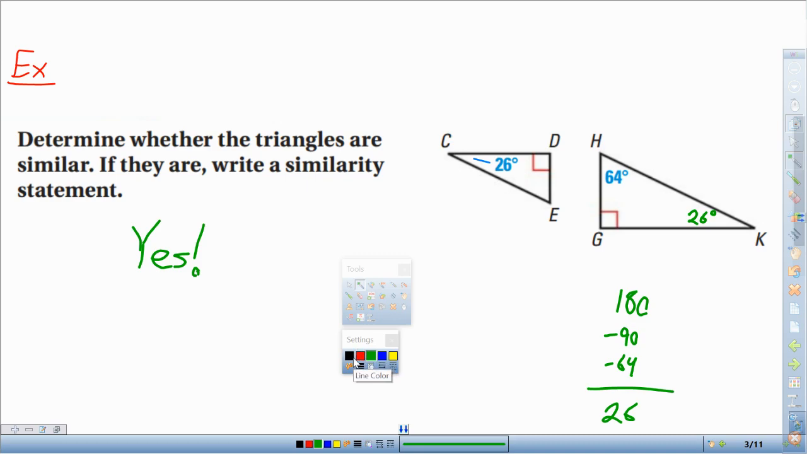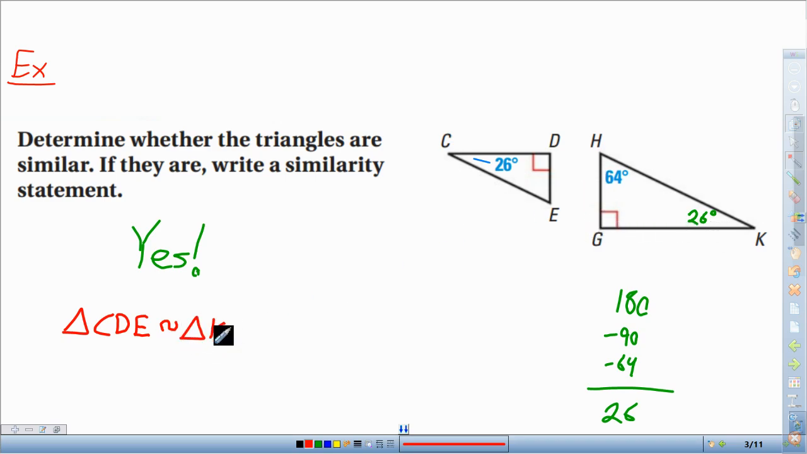So on this first triangle here, I'm going to name this one CDE. So triangle CDE, and I'm going to say it's similar to this one. I need to follow that same pattern. I went from the angle that's 26 to the angle that's 90 to this angle that would be 64 if we did the math. We need to do the same thing here. So this one must be KGH. That right there is just about as simple as these problems get.